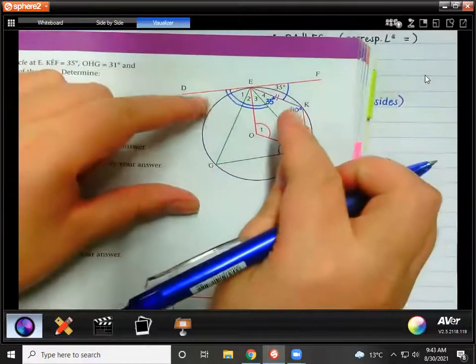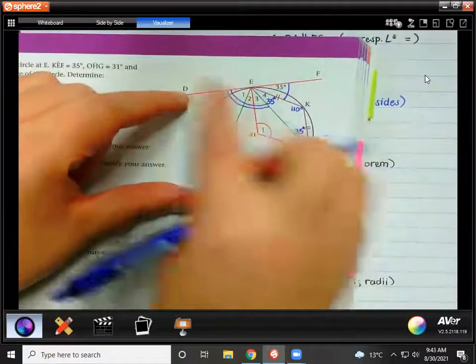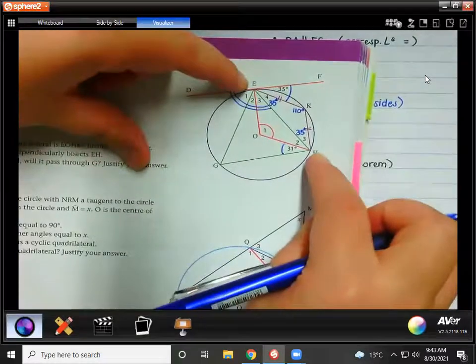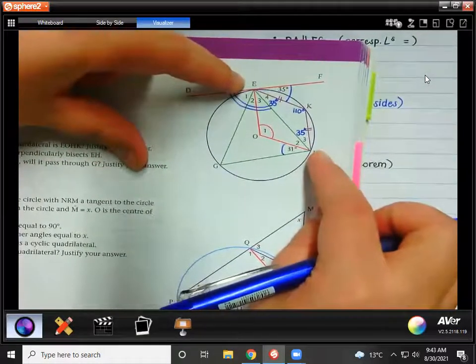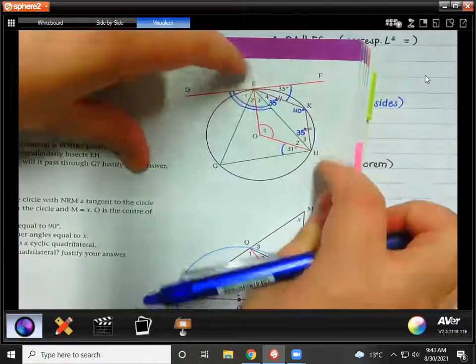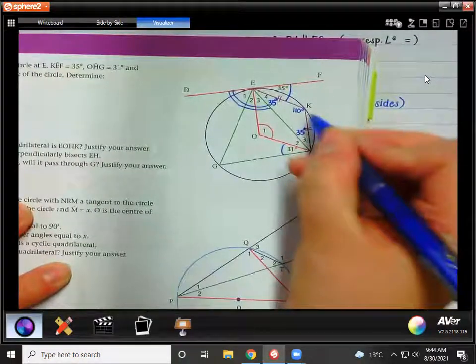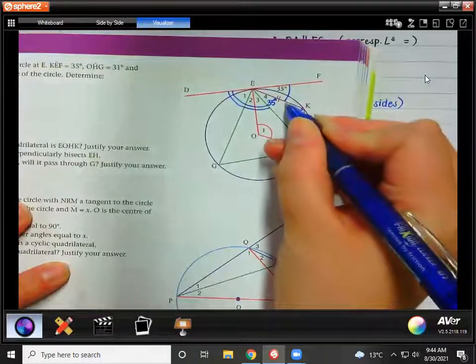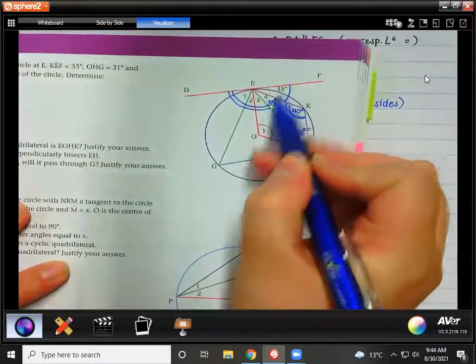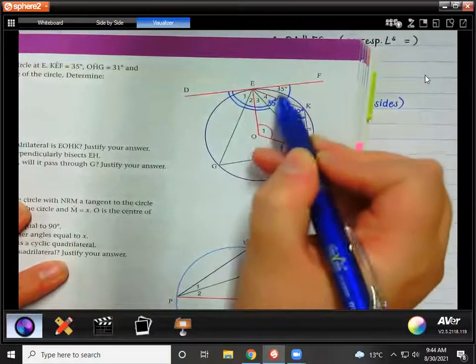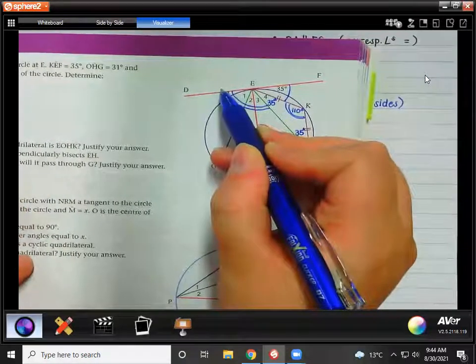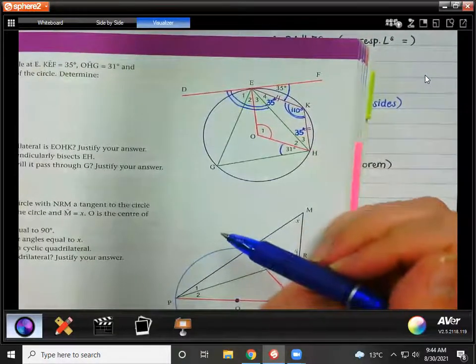Do we see that it is an angle between the tangent and chord EH? So this must be equal to the angle subtended by EH on the other side of the chord, which is 110. Or like I said already, you had 35 and 35. So you know that these two angles together are 70. So this must then be 110 because of angles on a straight line. That also would have been fine.